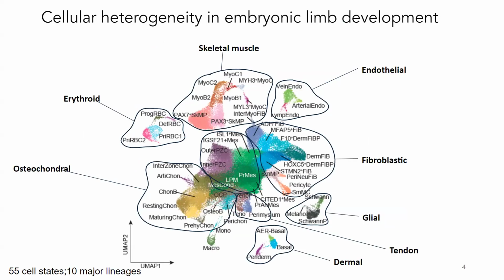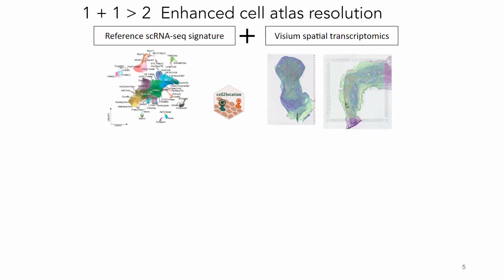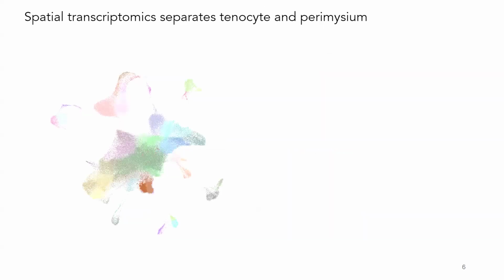So using a customized pipeline that I developed, I was able to gain higher resolution than other competing atlases, and I identified 55 cell states along the 10 major lineages, such as the skeletal muscle and the bones and cartilage. I want to show you that by combining the two types of data, single-cell RNA-seq and spatial transcriptomics, I was able to reveal a lot of very intricate fine structures. And this can help us enhance understanding of the cell atlas.